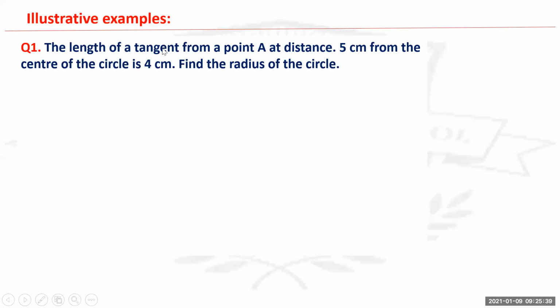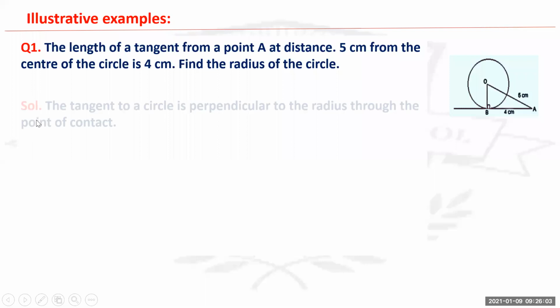The length of the tangent from point A at a distance of 5 centimeters from the center of the circle is 4 centimeters. Let us find the radius of the circle. Let's check, EB is the tangent, and point A is at a distance of 5 centimeters from the center. You have to find the radius, that is OB.